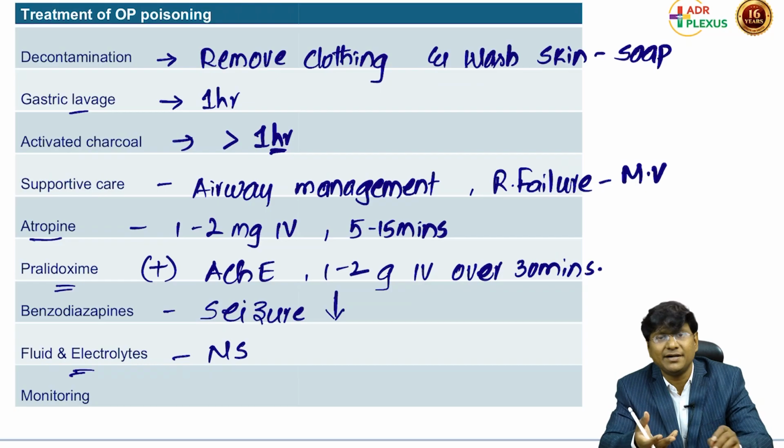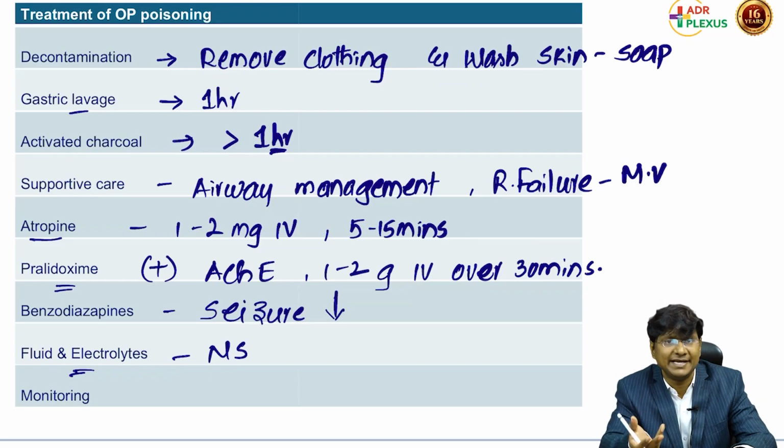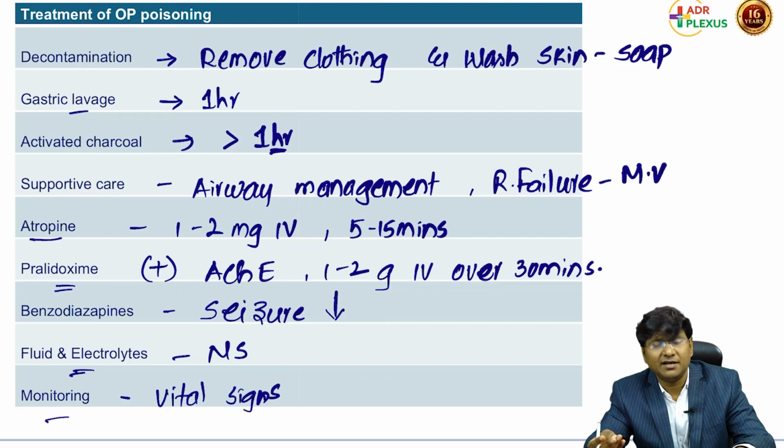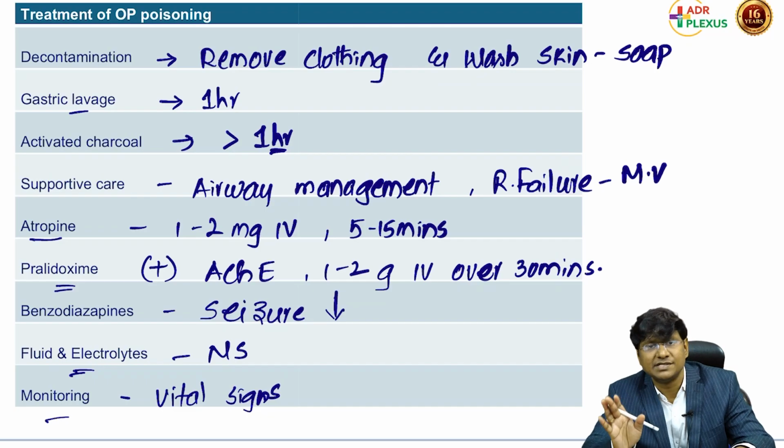And you also need to correct the electrolyte imbalances because there is diarrhea in these patients. And you need to monitor the vital signs. So monitoring of the vital signs includes the respiratory rate, blood pressure, heart rate. You need to do regular monitoring of the heart rate, respiratory rate, blood pressure and oxygen saturation.